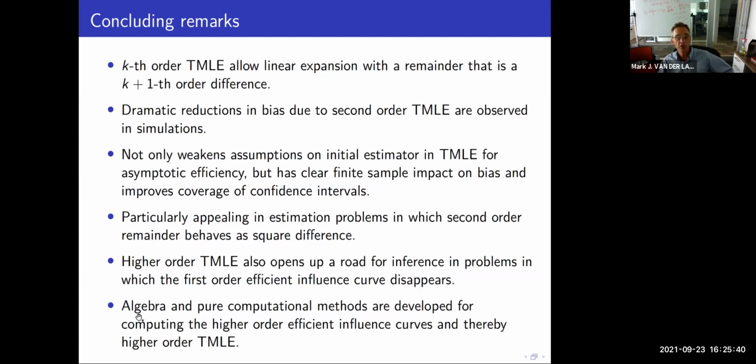We're also working on purely computational methods for calculating the second order efficient influence curve, third order, and so on, so that this all can be done with algebraic techniques like Cholesky decomposition and so on. So it all becomes essentially a computerized higher order TMLE. So I end here, and thank you for your attention.